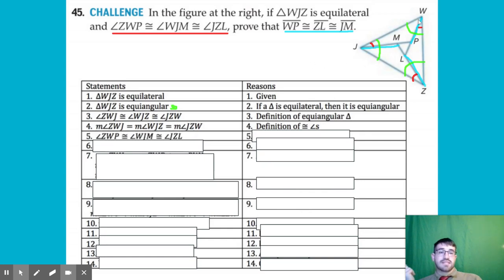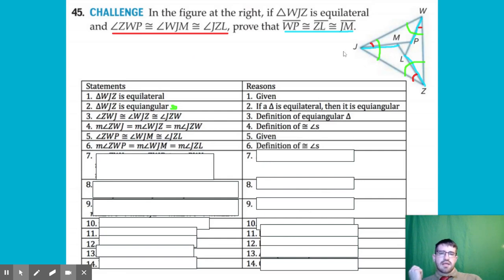We also know that ZWP, WJM, and JZL are all congruent. That's our given information. Now we have something to work with these angles, and we have something to work with these smaller angles. Since these angles are all congruent, we also know that the measures are equal by the definition of congruent angles.